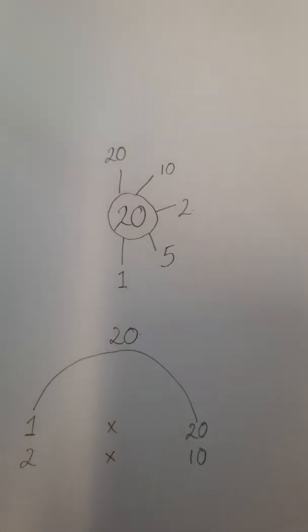2 times by 5 will not be a factor pair, because 2 times by 5 is 10. That will not give me the original number. Therefore, that can't be a factor pair. 10 times by 5 cannot be a factor pair, because 10 times by 5 is 50. That doesn't give me the original number of 20.